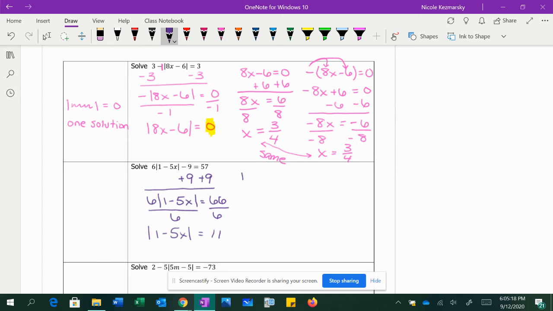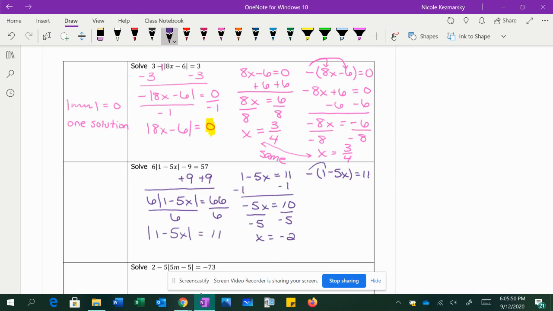I'll set up my two equations. So 1 minus 5x equals 11, and negative parentheses 1 minus 5x equals 11. To solve this, I'll subtract the 1. So I'll get negative 5x equals 10. Divide by a negative 5. And get x equals negative 2.